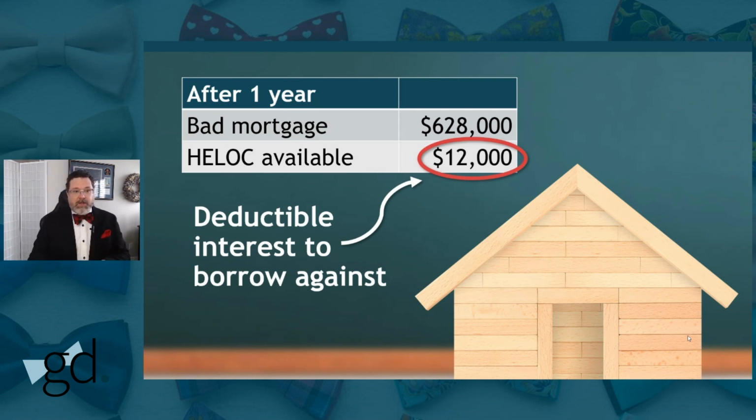So here, after a year, we're going to have accumulated that line of credit to a balance of $12,000. Again, that interest now is going to be deductible on the $12,000, not on the $628, and not on the $650,000 that previously existed.